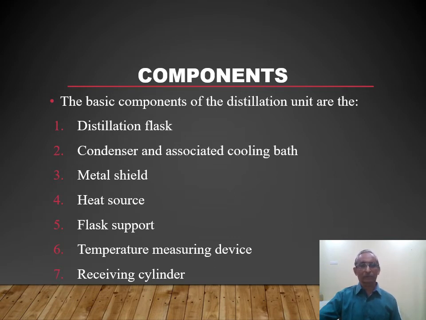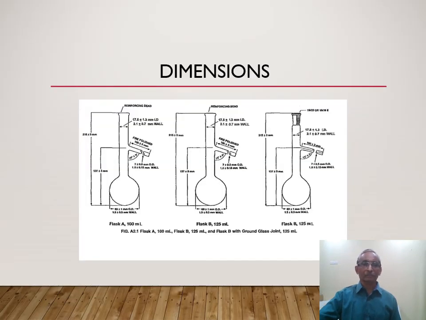Then the metal shield, heat source, flask support, temperature measuring device, that is the thermometer, and receiving cylinders to collect and measure the sample. This is the dimension of the flask, this is the height. Whenever vapors come, they immediately enter the brass condenser tube. This is for 100 ml and 125 ml. They suggested that if you have a sample of petrol, you can use 100 ml. If you have a sample of diesel, you can use 125 ml. As suggested by ASTM, you have to perform the process.